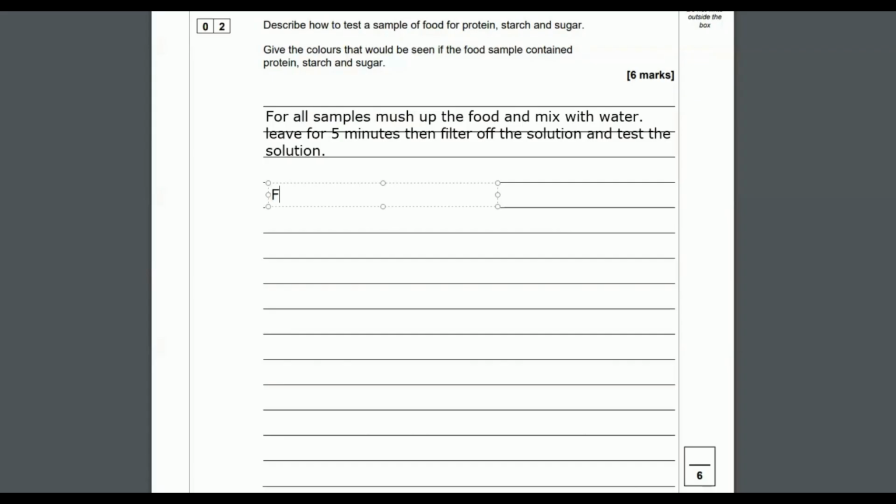So for protein, I've got some tips on how to remember it. For protein, we use the Biuret's test. It's actually called Biuret's reagent, but Biuret's solution, it doesn't really matter. So we're going to add Biuret's. It will turn purple if protein is present. Now you're allowed to say pink, violet, or purple because those colors are all very similar and kind of subjective to the eyes, aren't they? Oh, that's purple. No, no, I reckon that's violet. So you're allowed to say that.